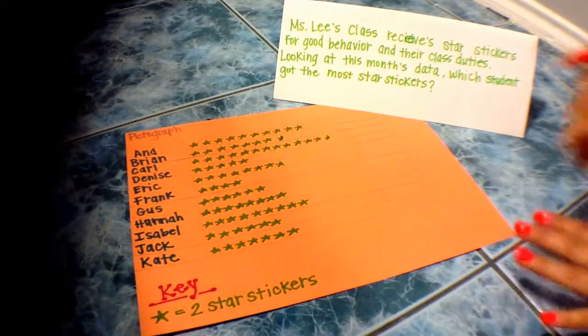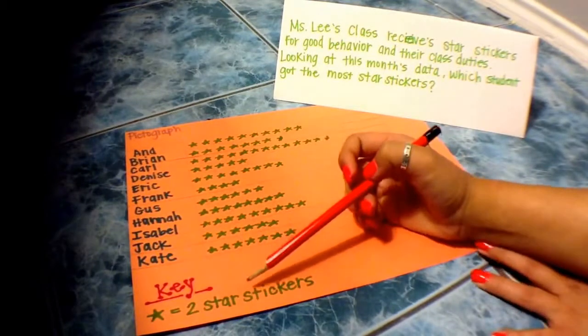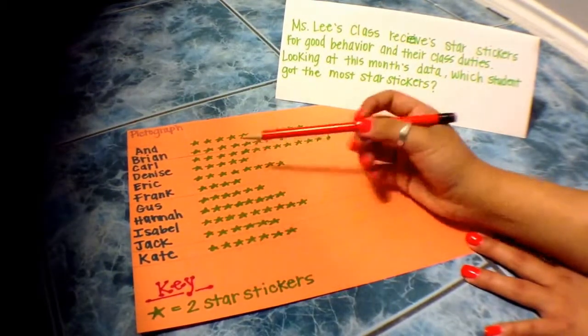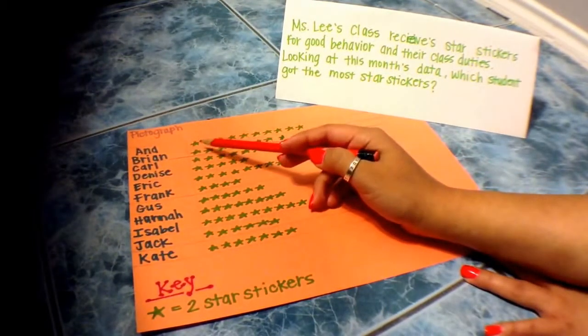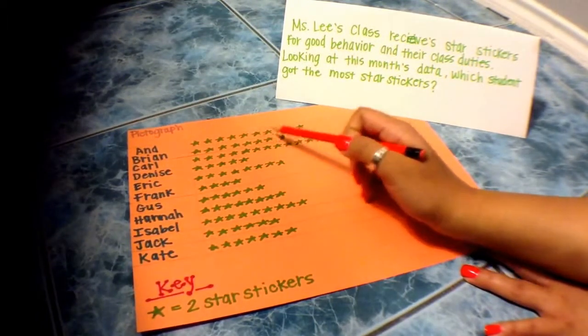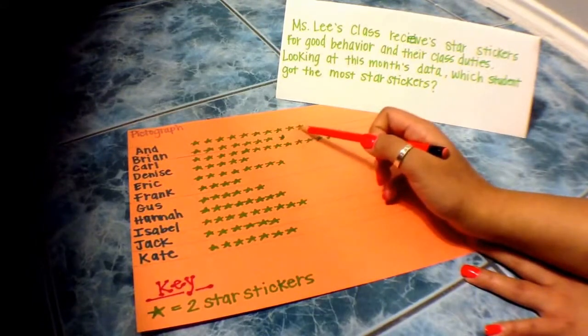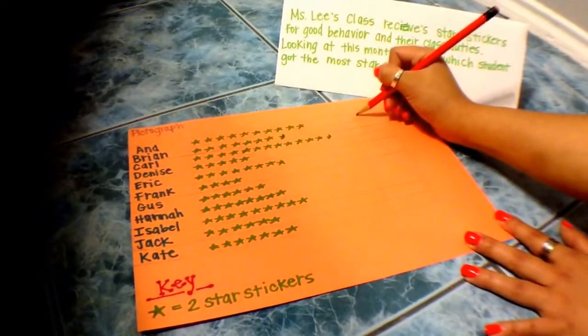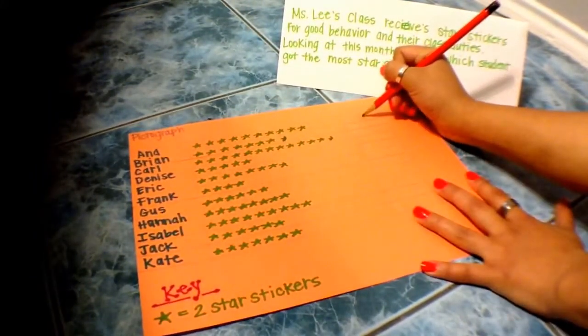So we have to remember that each star equals 2, not 1. So we would be counting by 2s. So it would be 2, 4, 6, 8, 10, 12, 14, 16, 18, 20. So Anna has 20 star stickers.